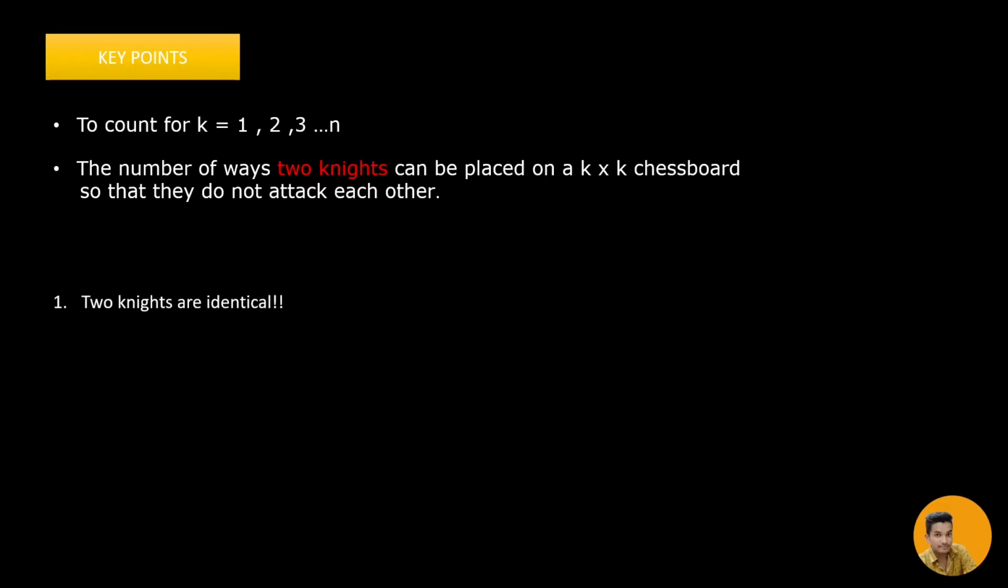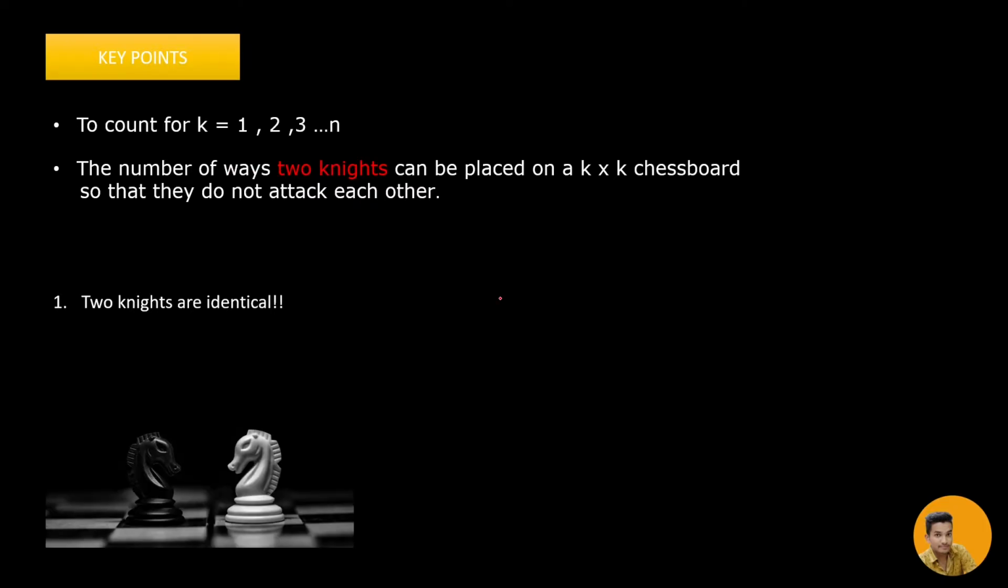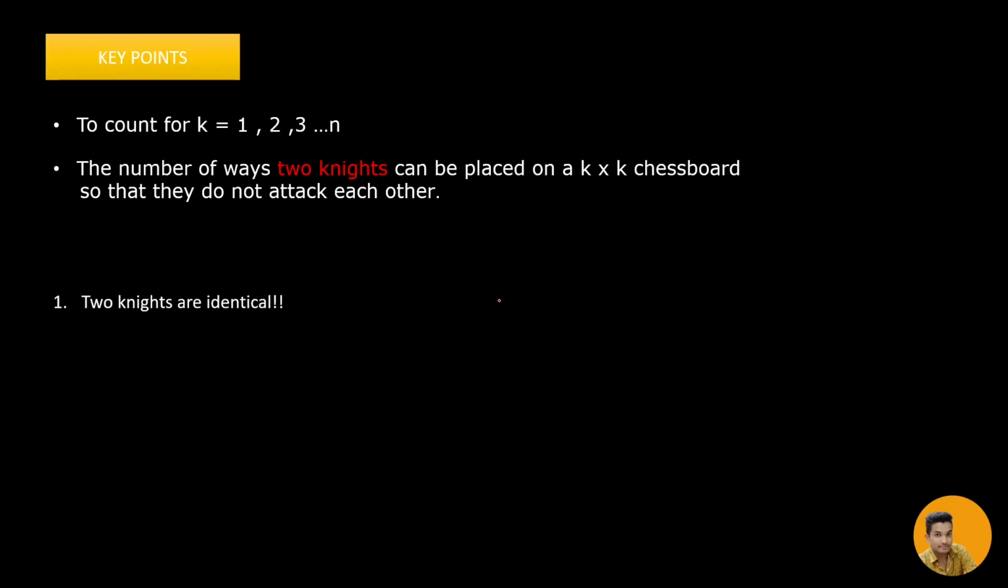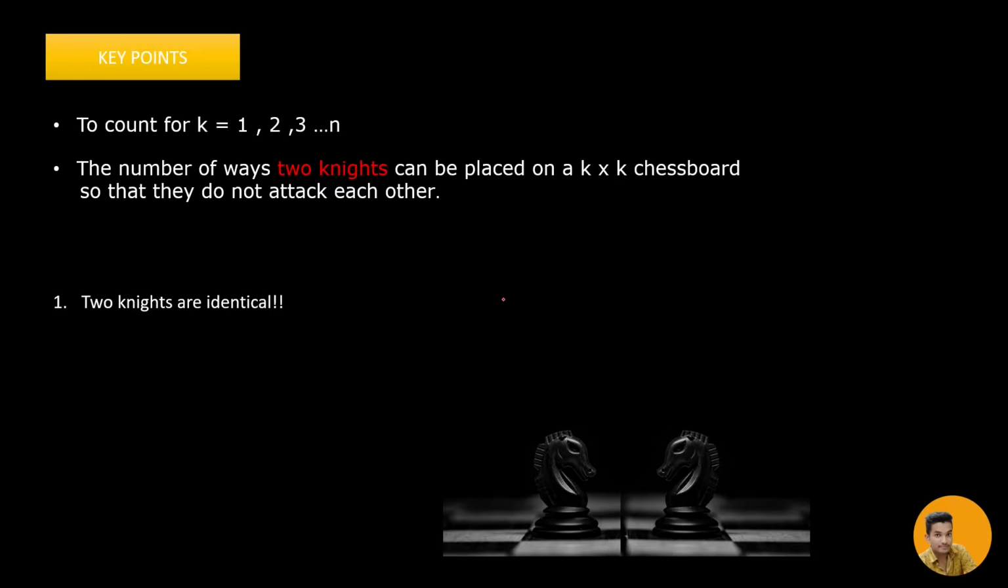Now these 2 knights are identical. They have just mentioned the number of ways 2 knights, so that means these 2 knights are identical. That means they are not of different color, but they are of the same color. So this is important and that's why it is marked in red, 2 knights. So these 2 knights are identical.